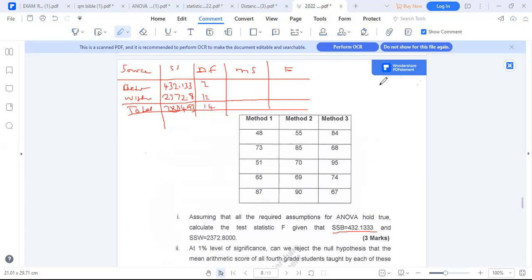And the mean of squares? 432.13 divided by 2. What do we get? 216.07. Then the next one here, 2372.8 divided by 12, is 197.73. And what is the F calculated? 216.07 divided by 197.73. What do we get?